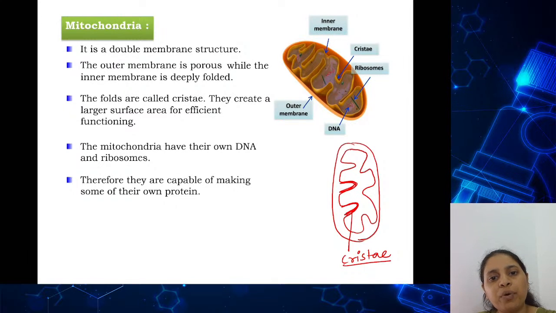Now, there are some other proteins which will be produced by the other ribosomes in the cytoplasm, and then they will be provided to the mitochondria. All the proteins which are required in mitochondria are not produced by mitochondria itself. Some proteins can be produced in the mitochondria itself.